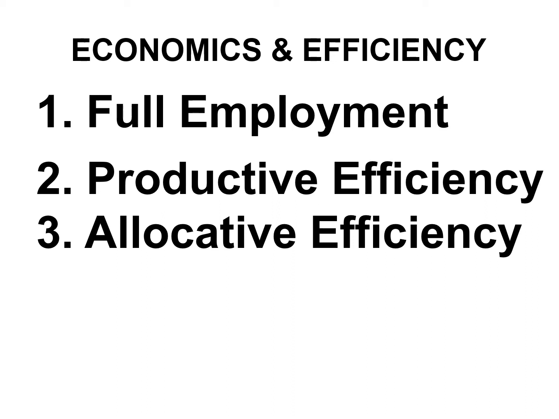Allocative efficiency is a little more specific. The first two are straightforward. Full employment, using all of your available resources. Productive efficiency, producing a product or a service using the least cost method of production. Allocative efficiency refers to the mix of output which maximizes society's happiness.